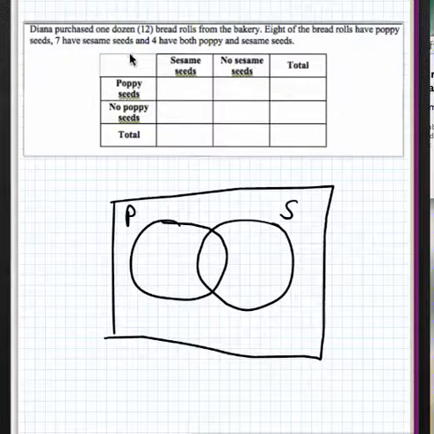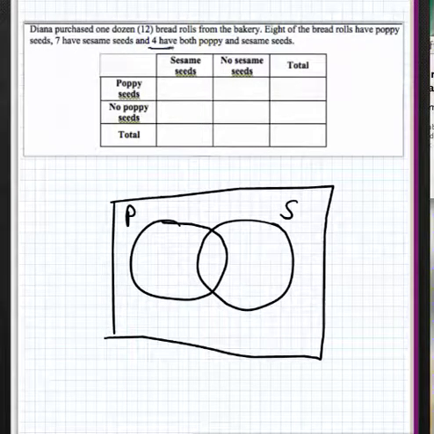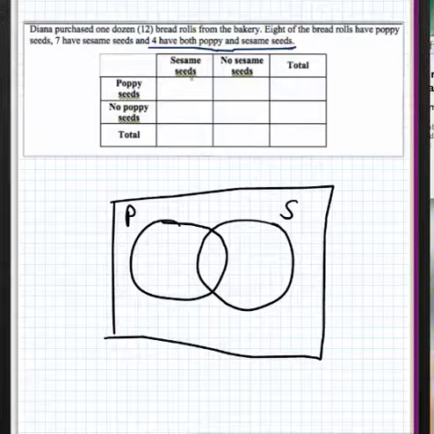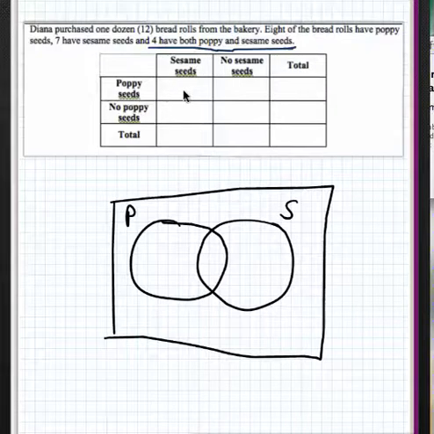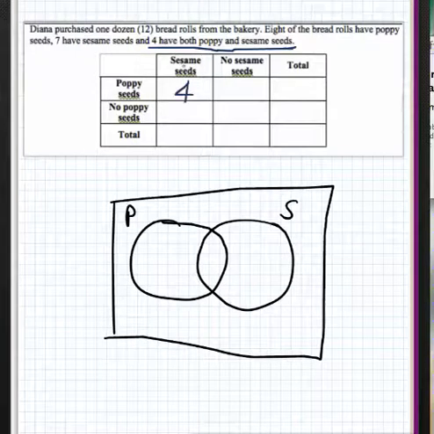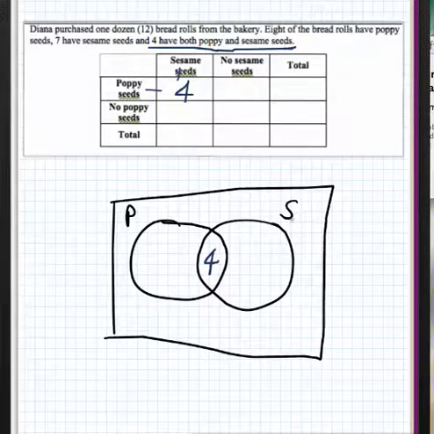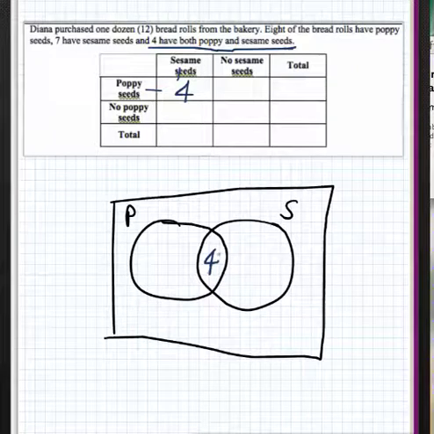Always start with where you have both. For example, in this example, it tells us that 4 have both poppy and sesame seeds. That is your starting point. In a two-way table, it's the first place that we put both. So in here, I'm going to put 4. You can read the table: this is saying sesame seeds and poppy seeds, that's saying both. In your Venn diagram, it's always the middle part. I've got P for poppy seeds and S for sesame seeds, and both means where they overlap. That's our first step.